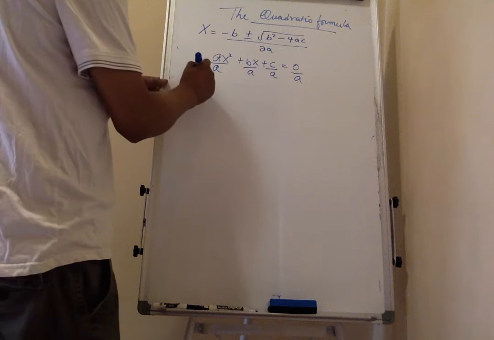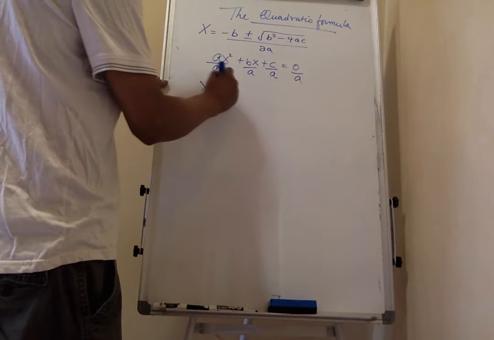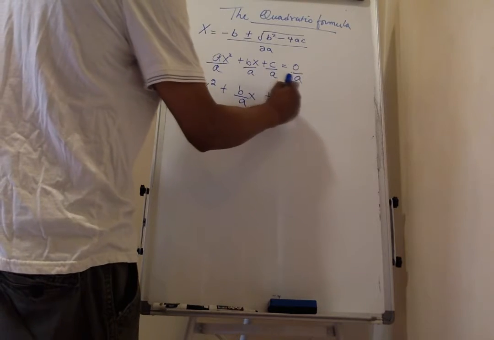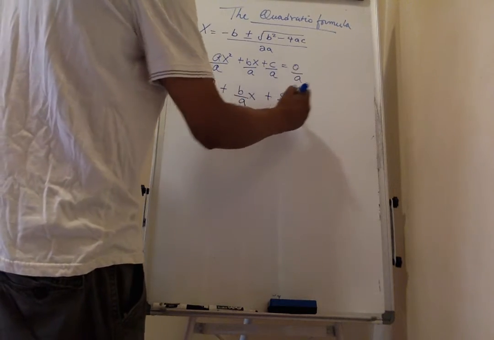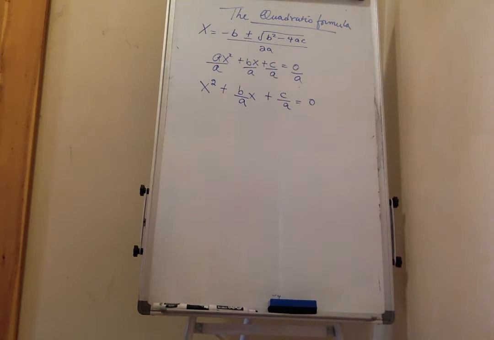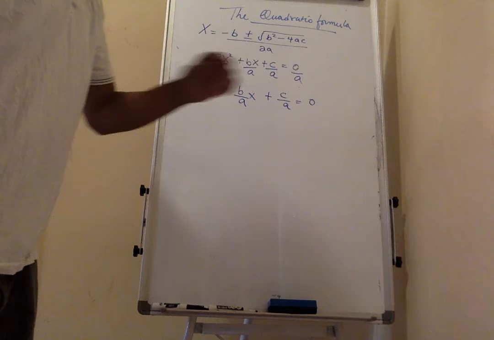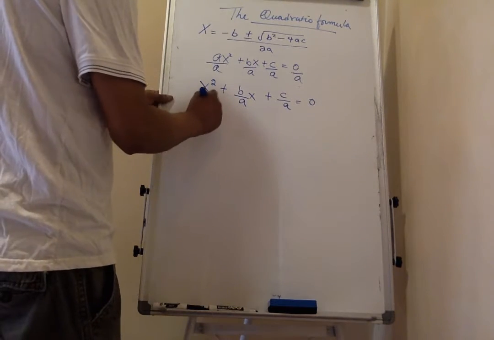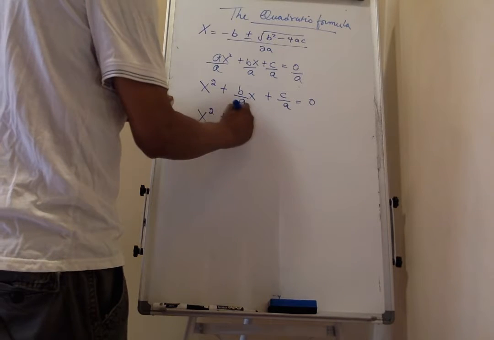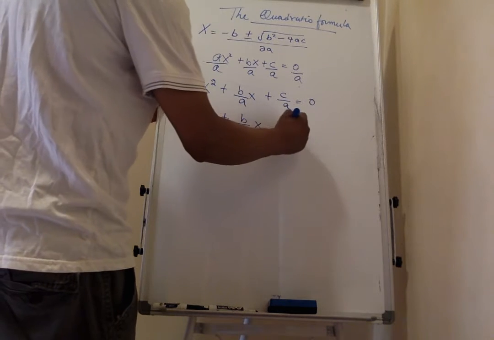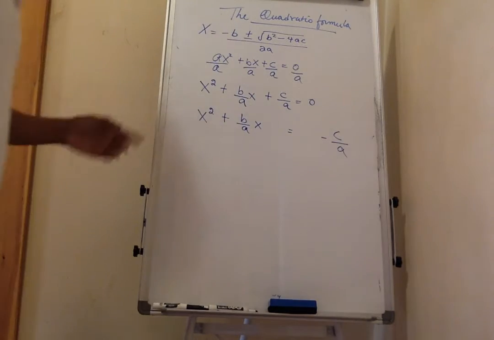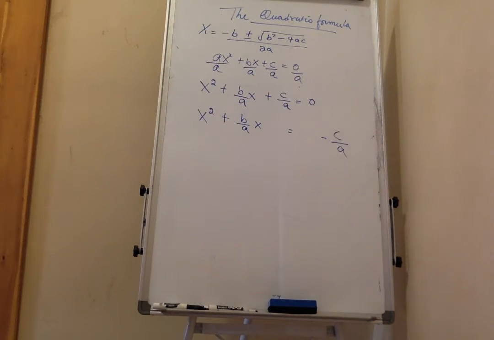So let's rewrite this. This would be x squared plus b over a x plus c over a, and as you can imagine, 0 over a is 0. Now let's move c over a, meaning the last term, to the other side of the equation. So you would have x squared plus b over a x is equal to minus c over a.